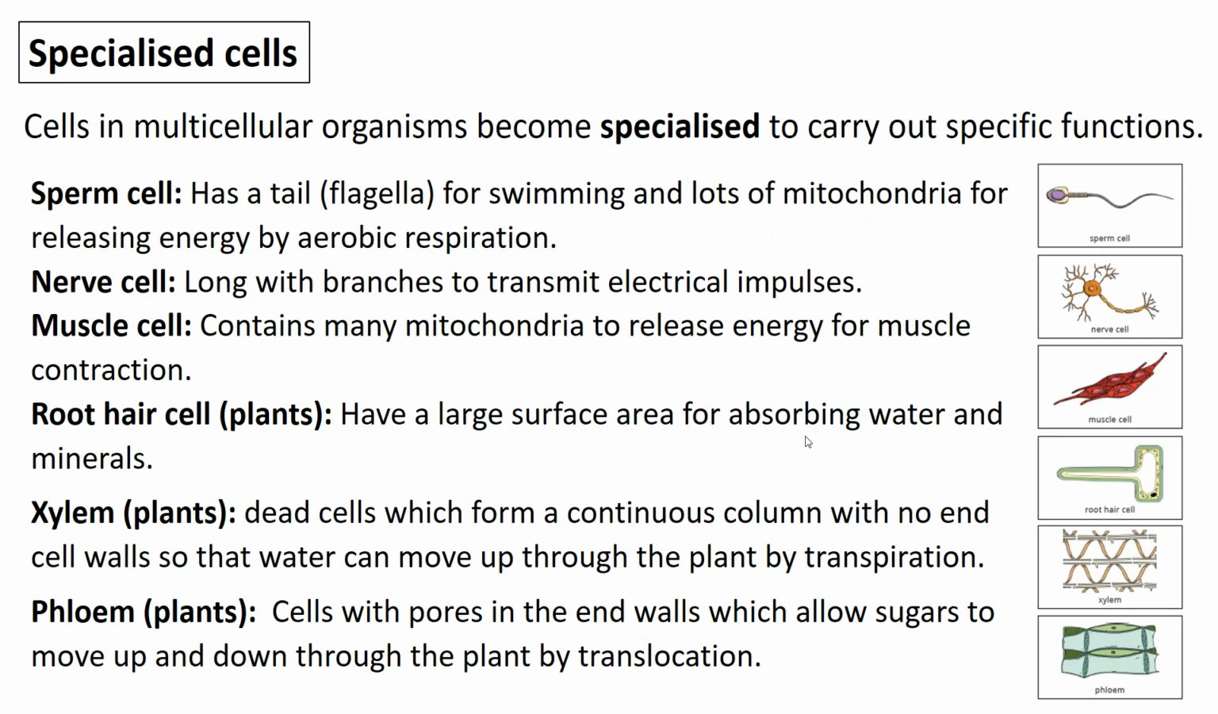I'm just going to quickly read through the cells, but you will learn more about them as you study further along in this unit. So sperm cell, nerve cell, muscle cell, root hair cells, xylem and phloem. They're all really important specialized cells that come up a lot across the biology course.